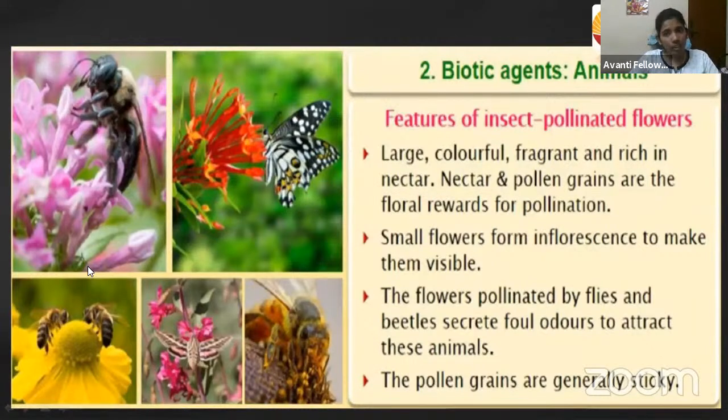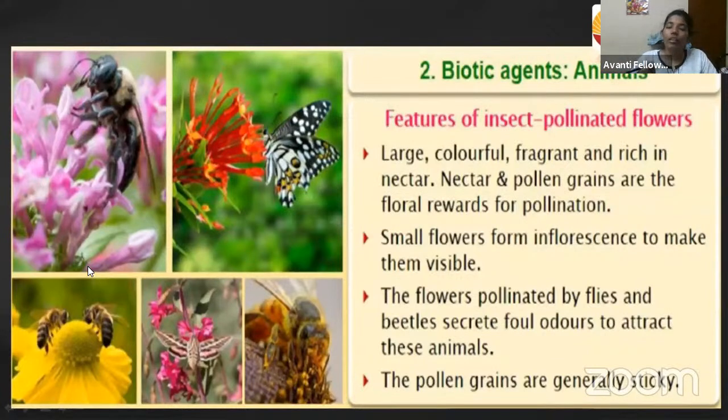And the pollen grains in the insect pollinated flowers, or the entomophilous flowers, are sticky, whereas in hydrophily and anemophily, pollen grains are non-sticky. But here it is sticky because once the insect comes and sits on the flower, the sticky pollen grains are going to stick all over the legs and body of that insect. That is why the pollen grains are sticky. Once they stick to that insect and that insect visits the other female flower, then all the pollen grains are going to drop on the female flower.